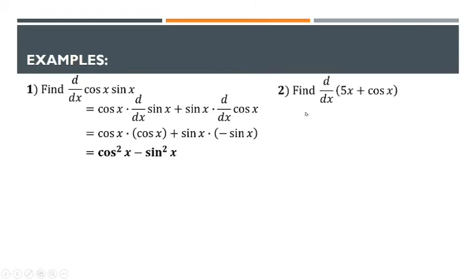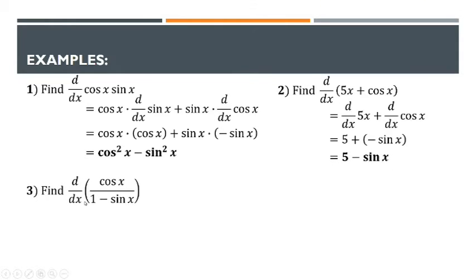Then number 2, find the derivative of 5x plus cosine x. So derivative of the sum. So derivative of 5x, yung first term, plus derivative of cosine x. So constant multiple. So we have 5, and the derivative of cosine is negative sine x. So we have 5 minus sine x.